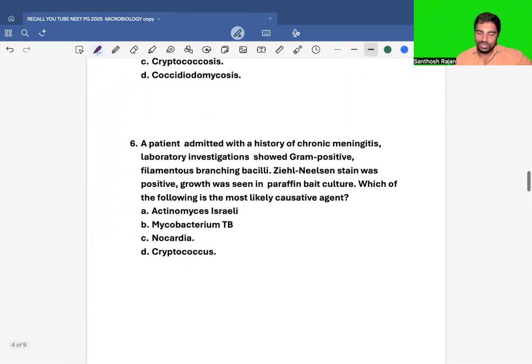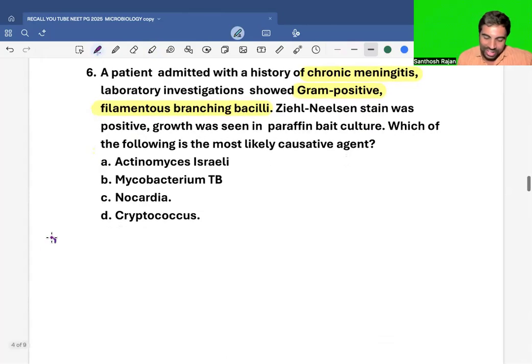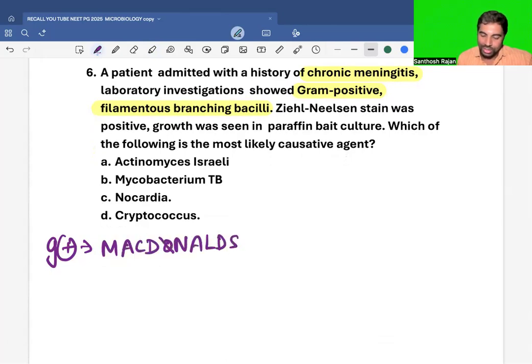Next question. A patient was admitted with a history of chronic meningitis, and lab investigation showed gram-positive filamentous branching. A lot of gram-positives have come. Whenever we have gram-positive, we said, if you're positive, go and eat in McDonald's. So you're going to write McDonald's down. O is not there.